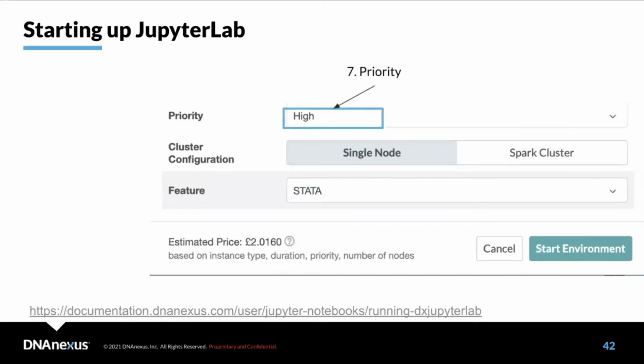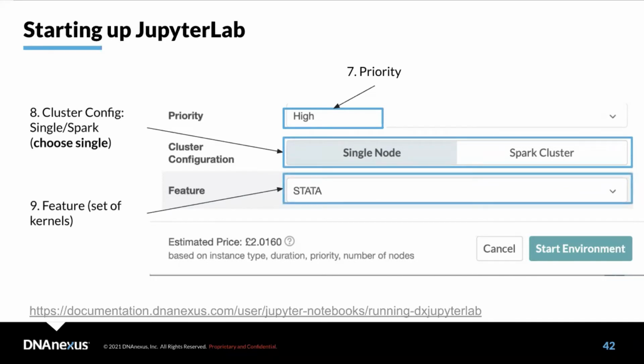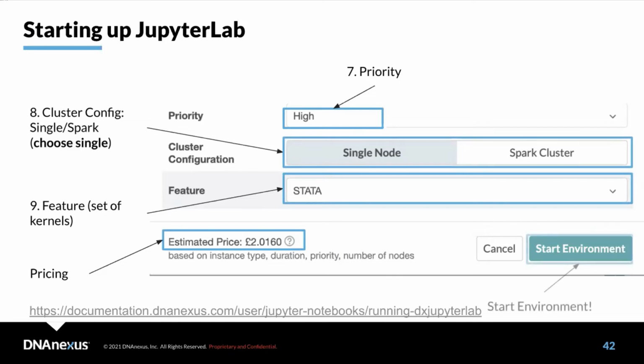Then there is a priority. So we recommend to use high priority for JupyterLab. And then there is a configuration, either single node, which is the focus of our today's session, or Spark cluster, which will be covered by Ted. And then feature. So remember set of kernels. So here I'm showing Stata feature. Once you select all of these, the pricing will be estimated based on what you selected, and you can then start environment.